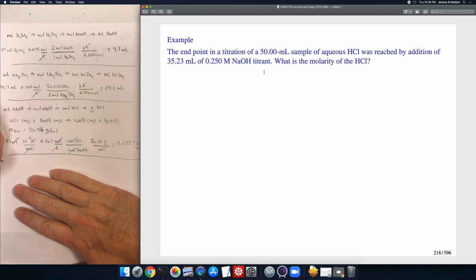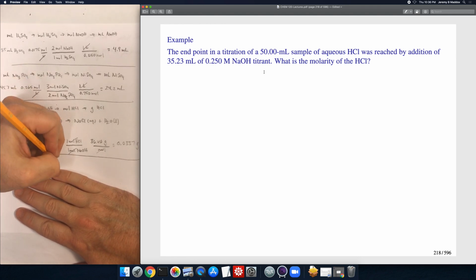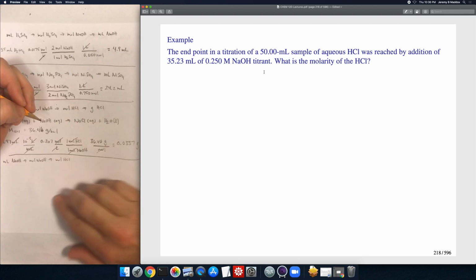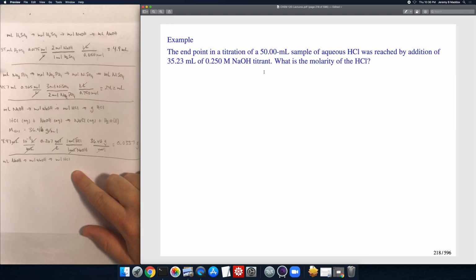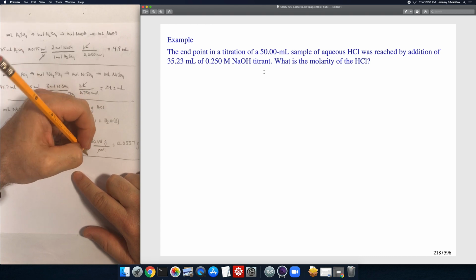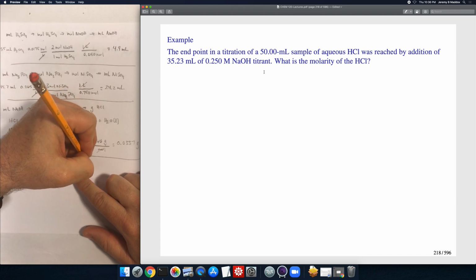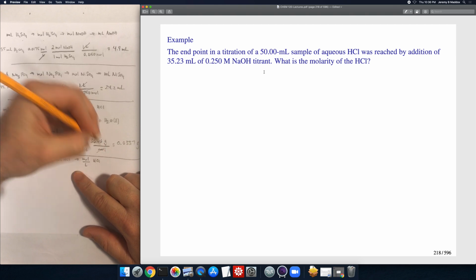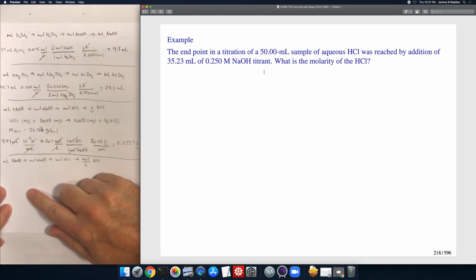So this time we're going to go from milliliters of the sodium hydroxide titrant. We'll go to the moles. Then we'll use the reaction to go to moles of HCl. And this time, instead of going to grams of HCl, we're going to use the volume of the HCl solution to calculate its molarity. So I'll write this as, well, we'll just do moles per liter of HCl. Okay, so starting with the volume of sodium hydroxide, 35.23.